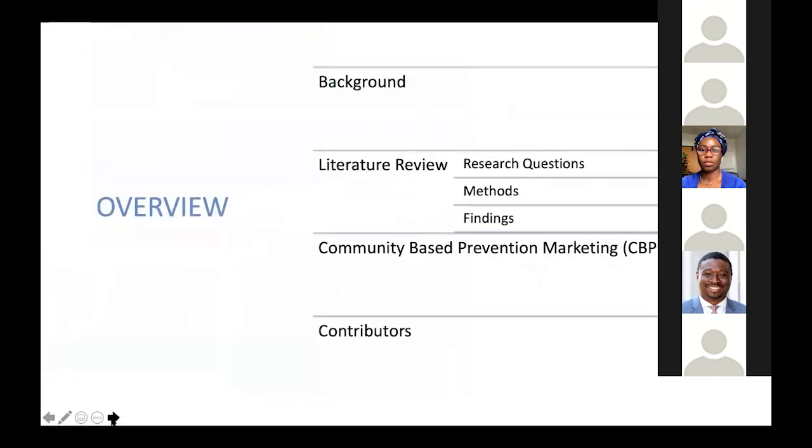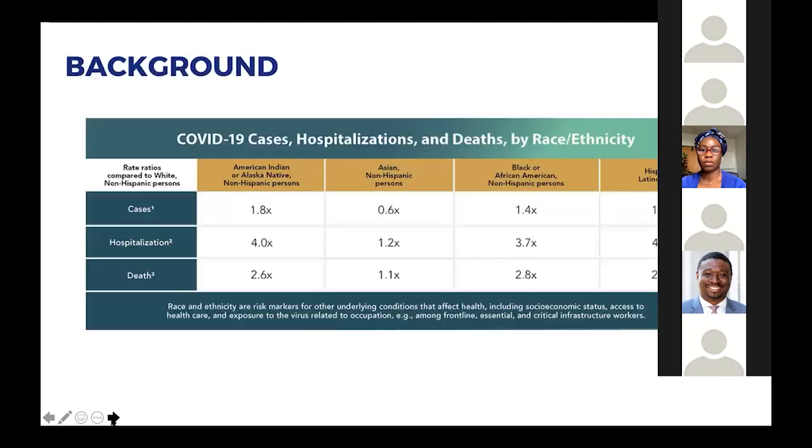So I'm going to very briefly go through our literature review methodology and then share some of the findings with you. When that's done, we will also talk to you briefly about the community-based prevention marketing methods that we would like to have you engage in with us in order to develop the new materials and communication materials that we want to get out there. So I'll have the next slide, please.